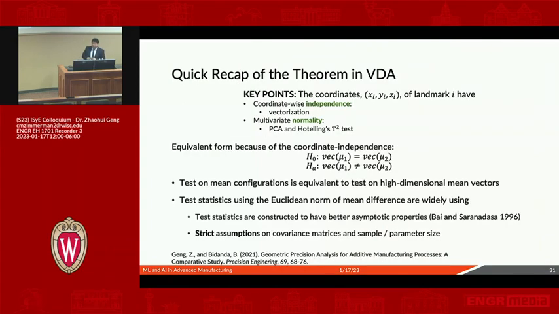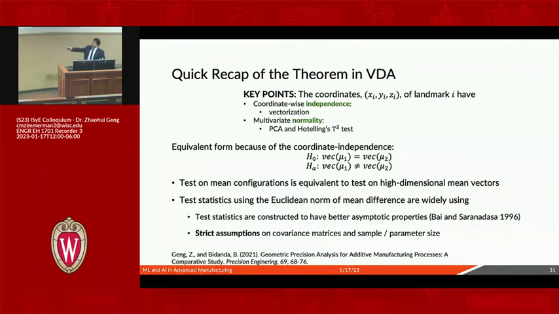Right? So let me give you a recap of the theorem we mentioned before. The first one: we have two nice properties, basically. We have a coordinate-wise independence, meaning we can do a vectorization of the matrix, and also we have a multivariate normality, meaning we can have very good performance regarding principal component analysis, and also we can introduce Hotelling's t-test if we can project it into a lower dimensional space.